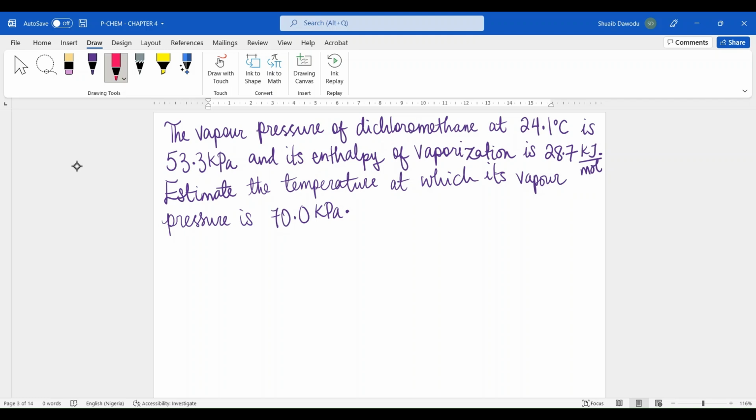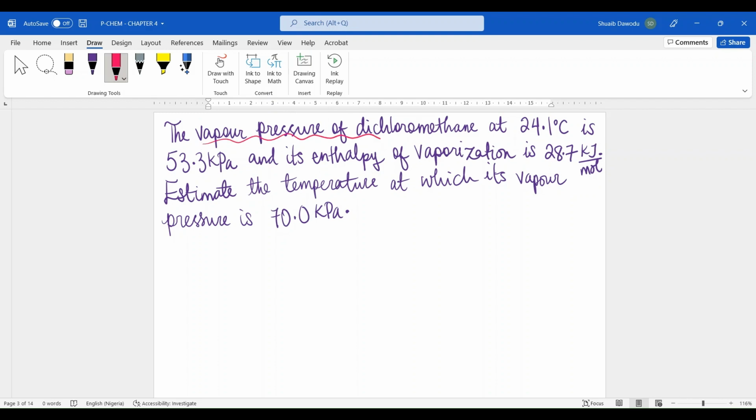The vapor pressure of dichloromethane at 24.1 degrees Celsius is 53.3 kilopascal and its enthalpy of vaporization is 28.7 kilojoule per mole. Estimate the temperature at which its vapor pressure is 70.0 kilopascal. So the first thing you have to note is that we're going to break down this question.